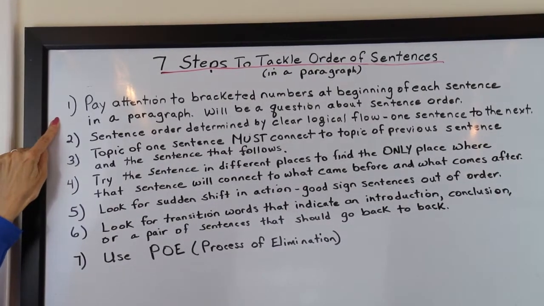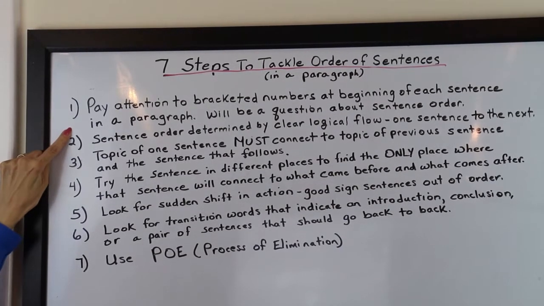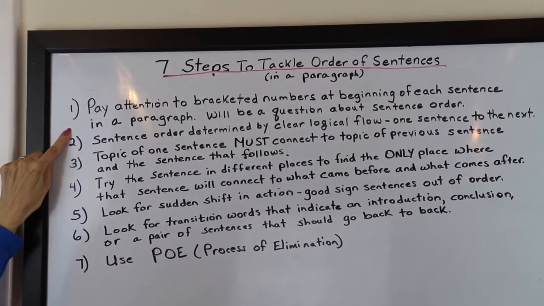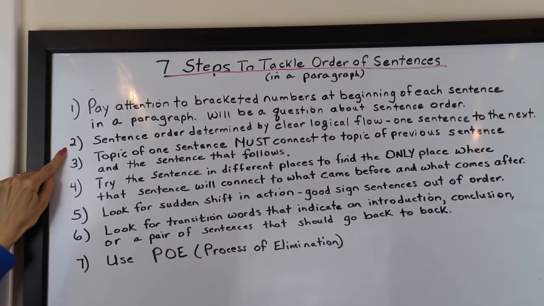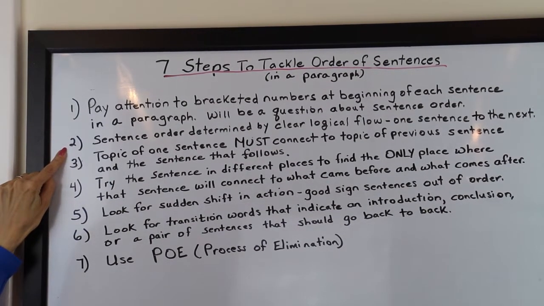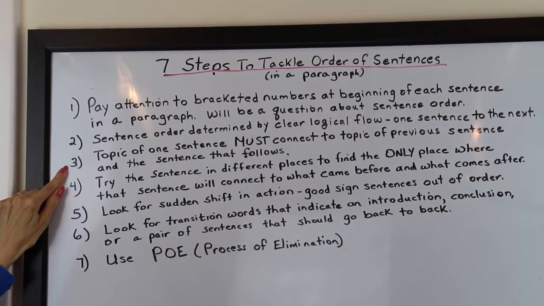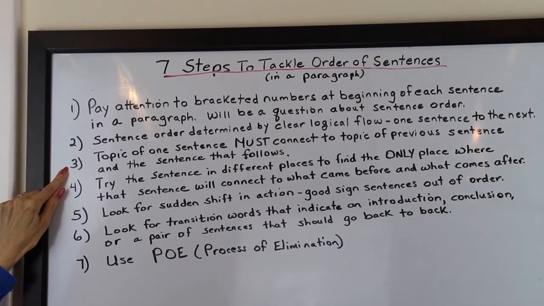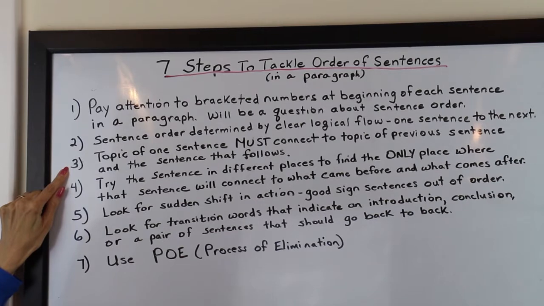So step 1, pay attention to bracketed numbers at the beginning of each sentence in a paragraph. That's going to be a red flag that there's going to be a question about sentence order. Number 2, sentence order is determined by a clear logical flow. There has to be a flow from one sentence to the next. And number 3, the topic of one sentence must connect to the topic of the previous sentence and the sentence that follows. So there's really 3 sentences that have to work together.